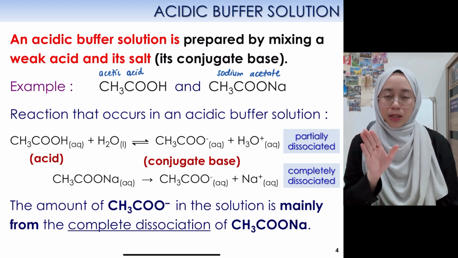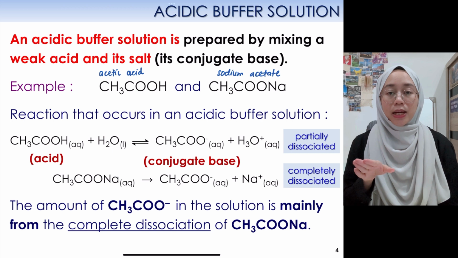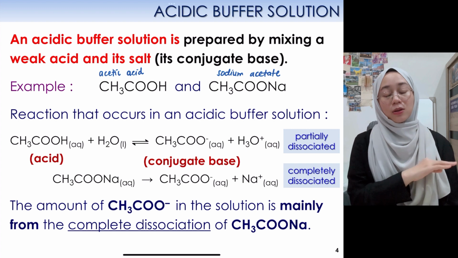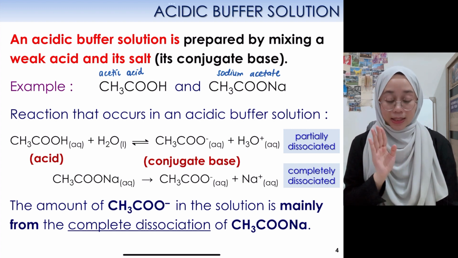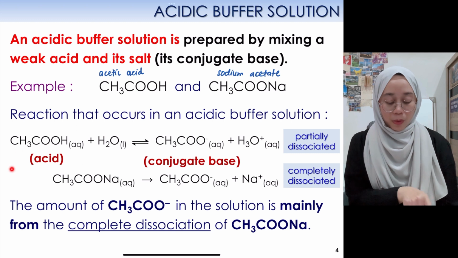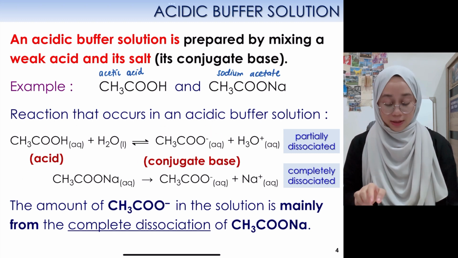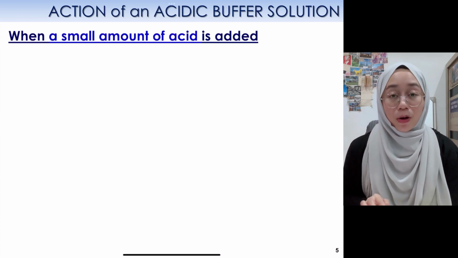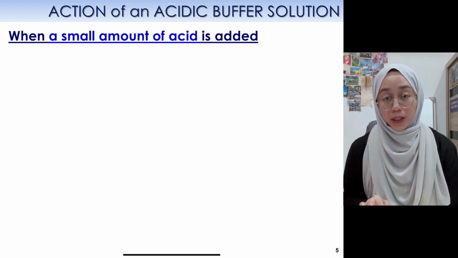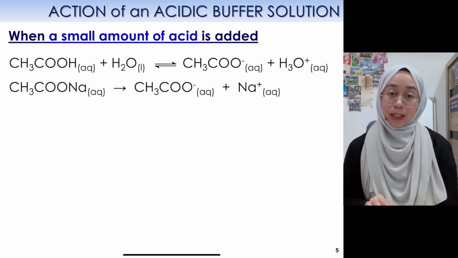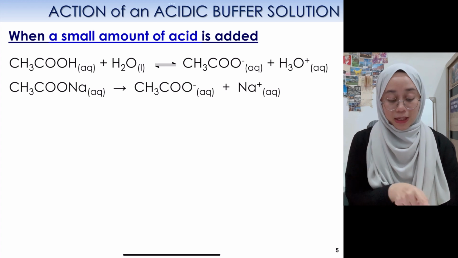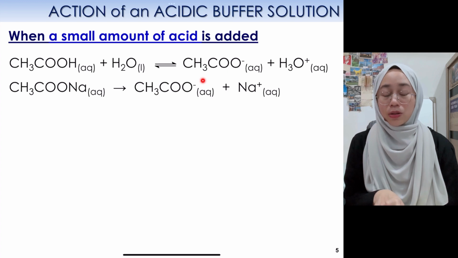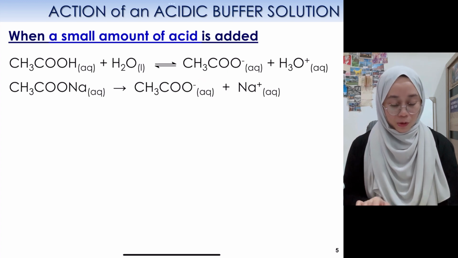Our main focus in an acidic buffer solution, or a buffer solution, is either the weak acid with its conjugate base, or the weak base with its conjugate acid. Okay, in this particular case, the acidic buffer solution, we will focus on the weak acid and also the conjugate base. So let's see what happens if we add a small amount of acid into the acidic buffer solution. We had two equations earlier in class: the dissociation of the weak acid and the dissociation of the salt. Okay, alright. So now we add acid.